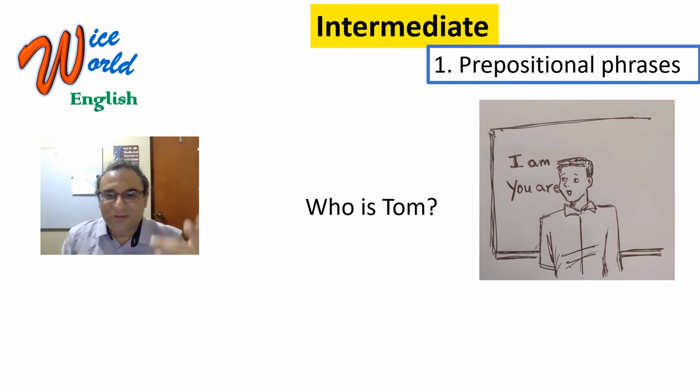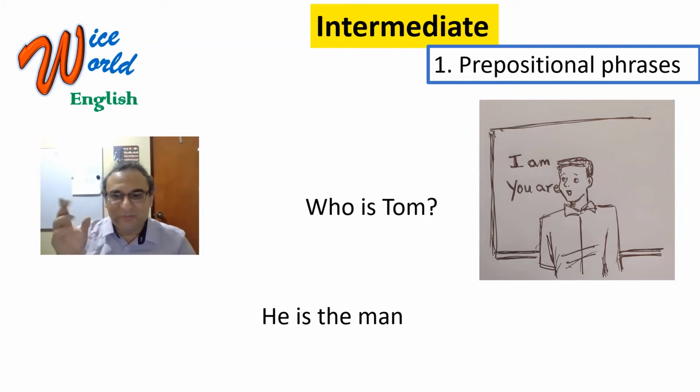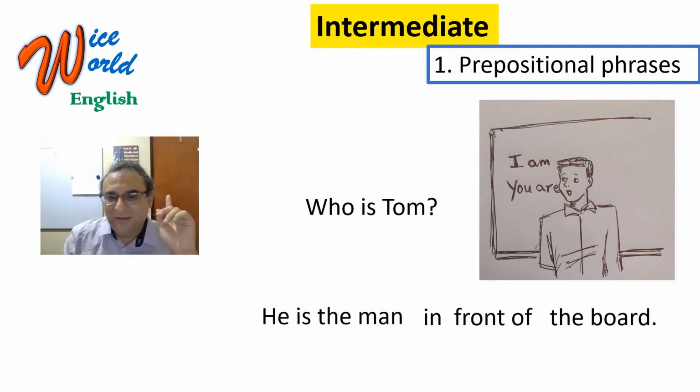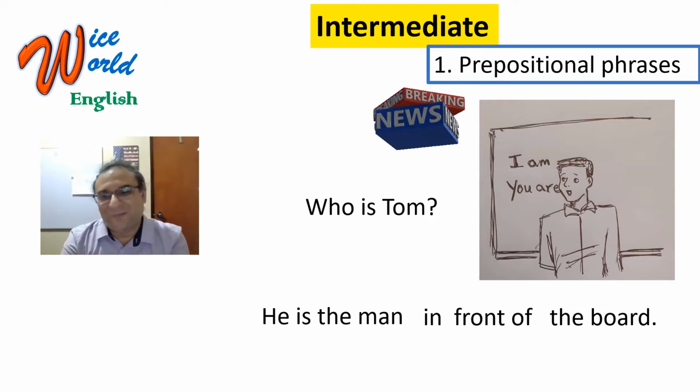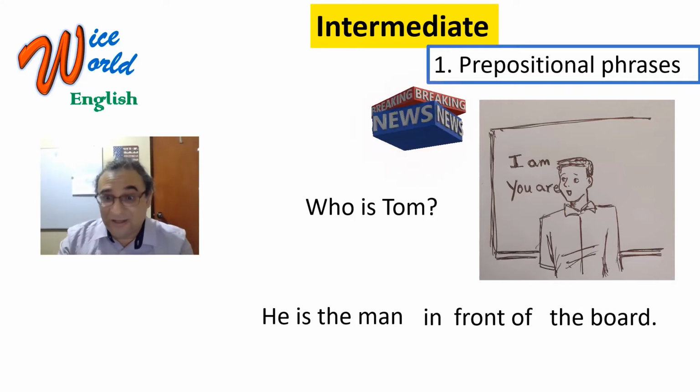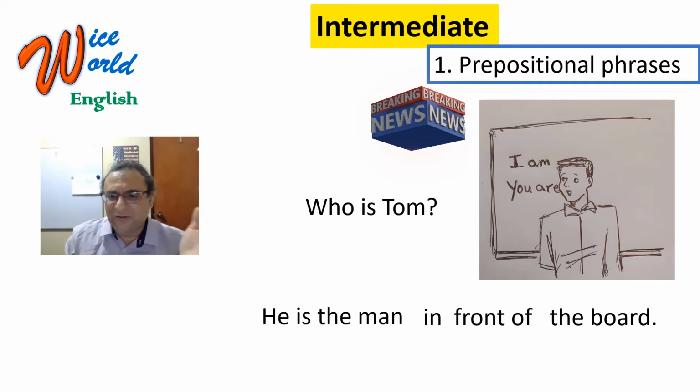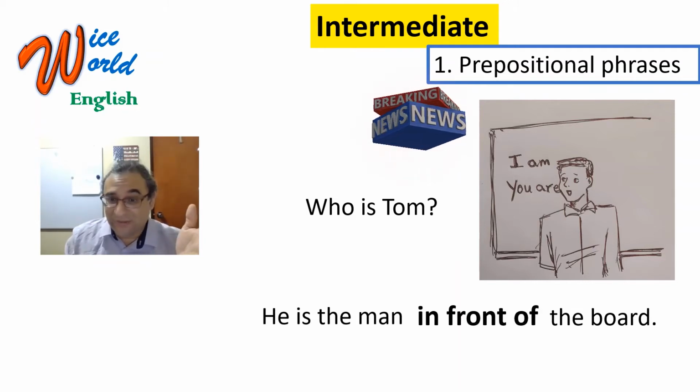And you will do this by saying, Tom is the man. Well, you can also say he is a man. This is the moment when you remember the preposition and the place where the man is located. He is a man in front of the board. And with that, you identify Tom, or you help somebody identify Tom, right? He's the man in front of the board. And you have your preposition there, right?